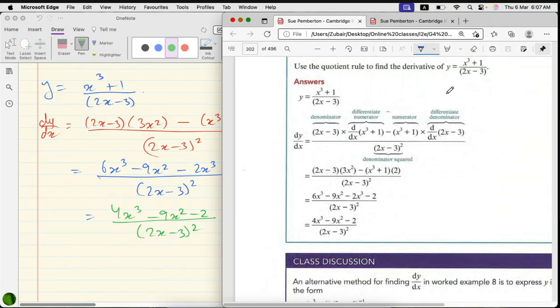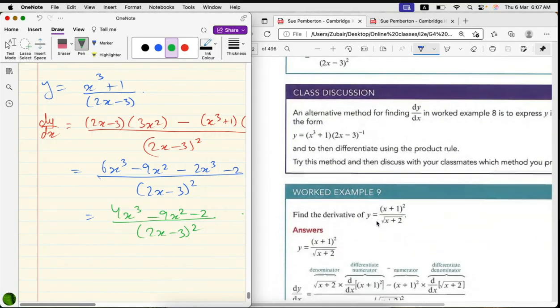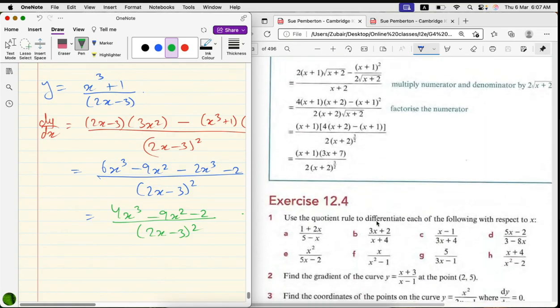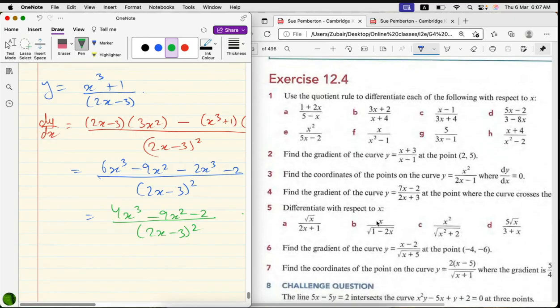The theme is the same: differentiate, get the gradient at any point. In higher order questions, they might ask you to find the equation of the tangent. By differentiating, we'll be getting the gradient only. And in one of the questions, we found the coordinates, 3, 2. So we'll get the gradient by differentiating, find the coordinates, and then use y equals mx plus c to find the equation of the tangent.